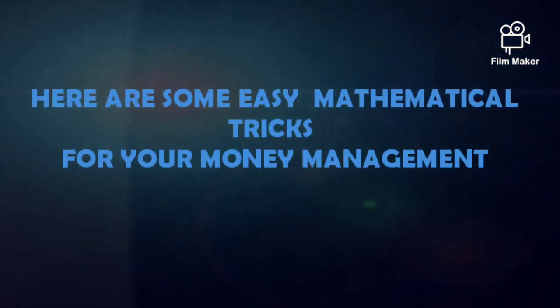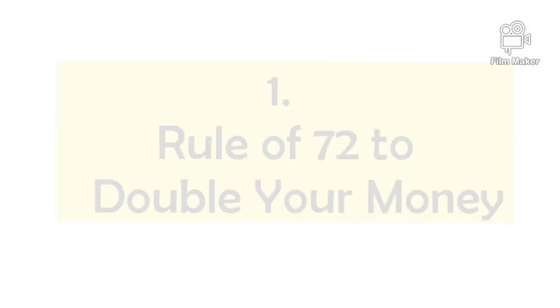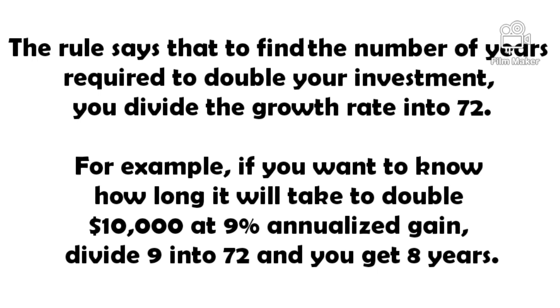So let's begin. First one, rule of 72 to double your money. This rule states that to find the number of years required to double your investment, you divide the growth rate into 72. For example, to find out how long it will take $10,000 to double at 9% annual growth rate, simply divide 9 into 72 and you will get 8 years.